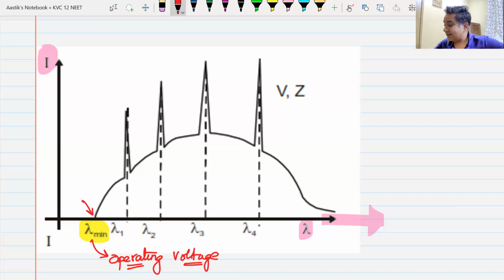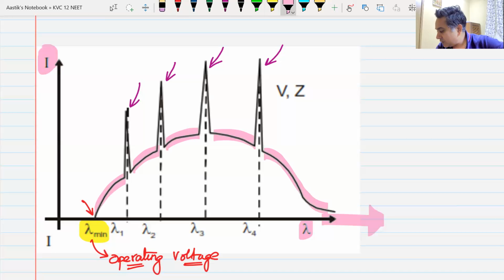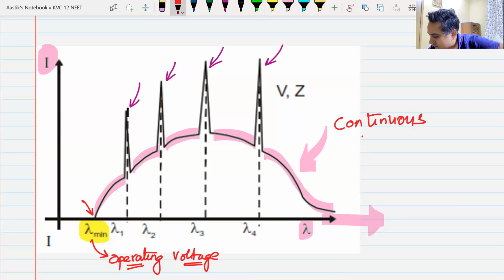Anyways, now you can see these spikes. Why are these spikes coming? You have a continuous band, as you can see. These are all continuous. Then these spikes are here. These pink are continuous X-rays. What are these spikes?